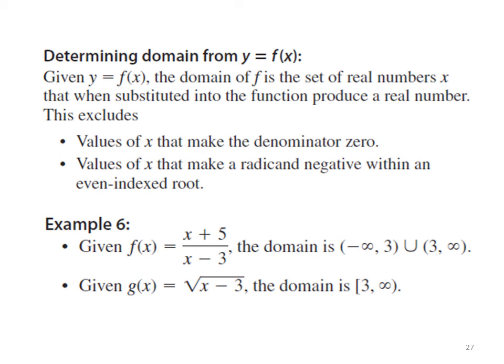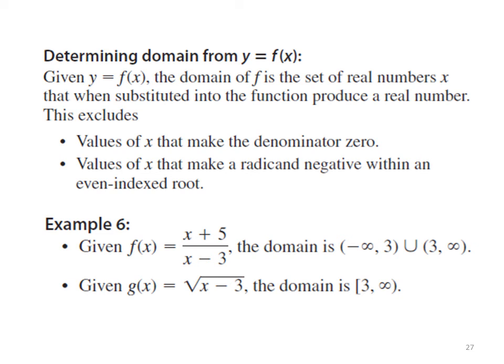These are the two cases where you have to be careful. Anytime you have a function that's defined as a formula, you have to exclude those two kinds of values: the values that will make the denominator 0 in the case of rational functions, and any negative value if you have a function that involves a radical with an even index. Here are examples. This is example 6.